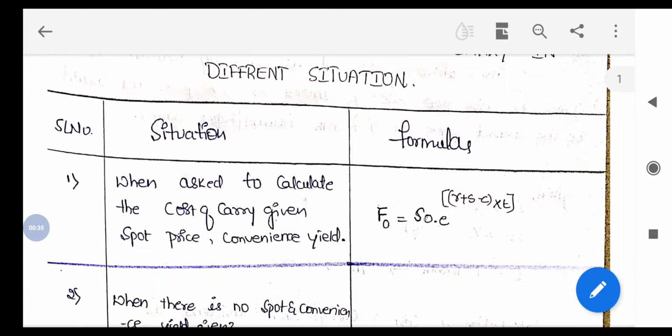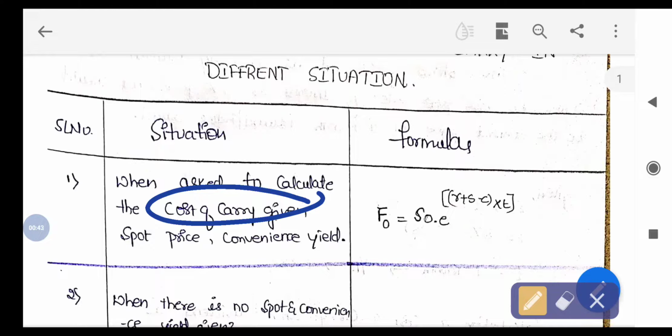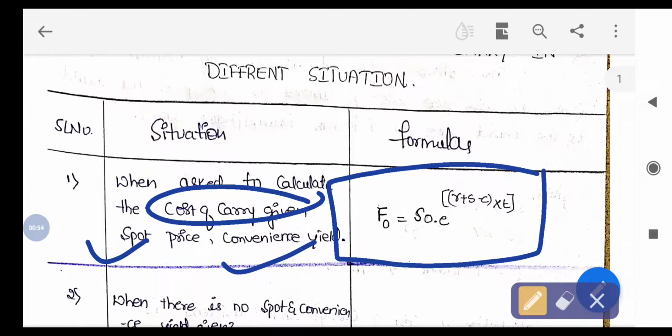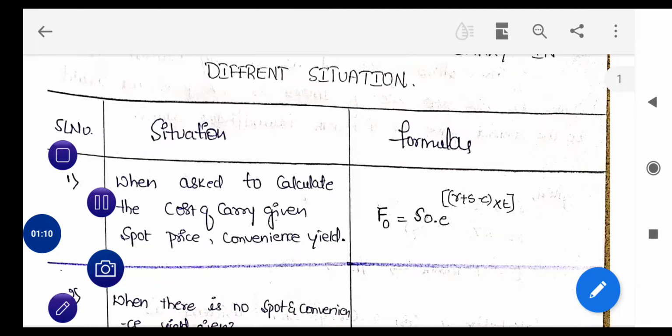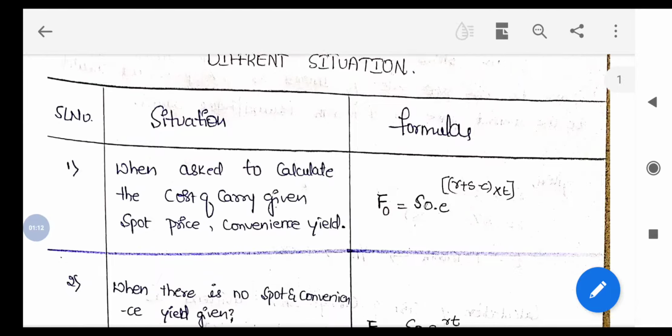So here the first situation is when the problem is telling you to calculate the cost of carry and they have given spot price, convenience yield with rate of interest, maturity, etc. This formula is used for calculating the cost of carry in this situation. So this method we have already solved in the last class. On that we have already calculated one solution.